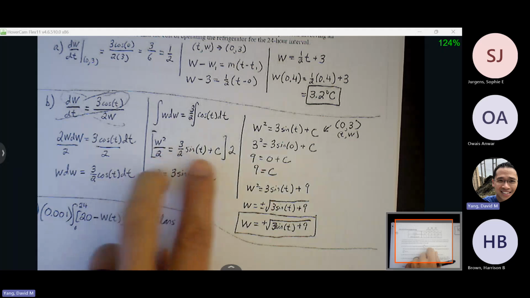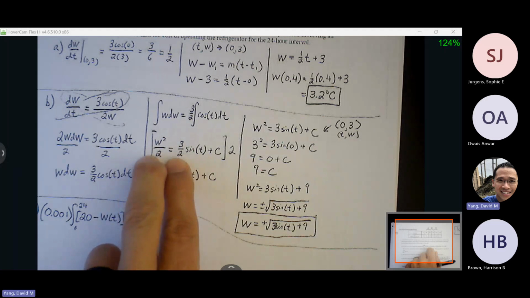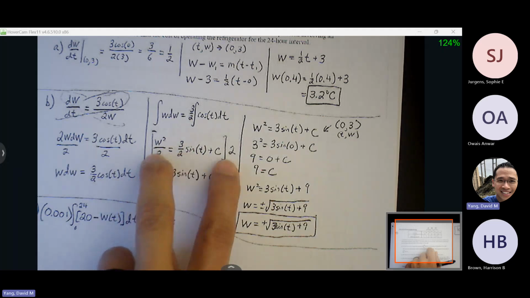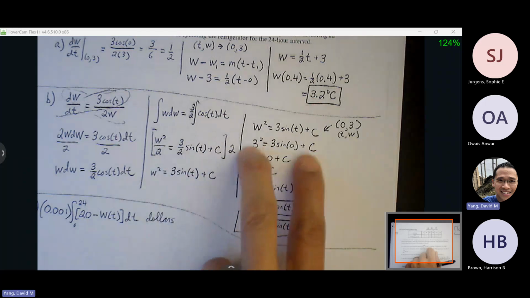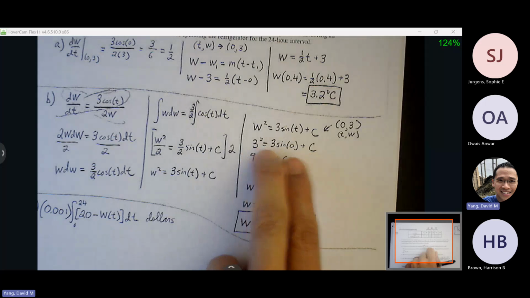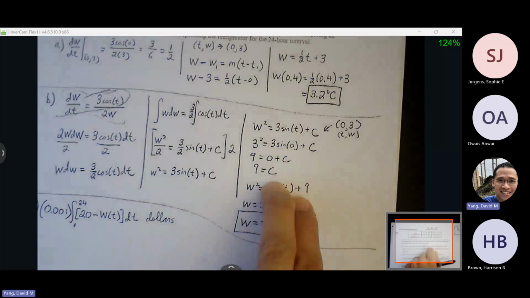So what I did here was I just got rid of the 2. I multiplied everything through by 2 to make it easier for me to solve for c. And once I got an equation that feels relatively clean, I'm going to go ahead and solve for c at this point. So I'm going to plug 0 in for t, 3 in for w, and solve for c. So 9 equals 0 plus c, c equals 9.